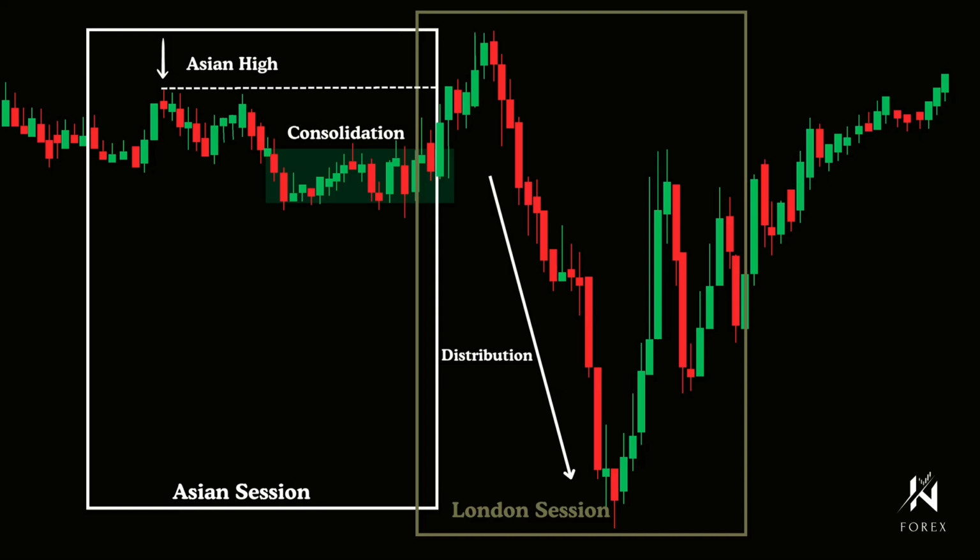What you're seeing is the power of three pattern in action: consolidation during Asia, manipulation at London Open, and distribution to the downside. Recognizing how these phases align with different trading sessions gives you an edge in forecasting price direction and spotting prime setups.